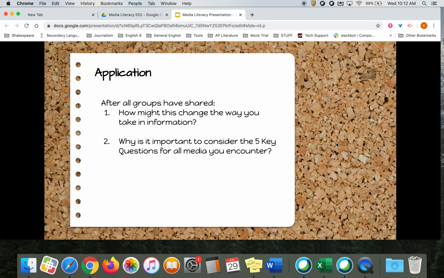After the groups have all shared or done the jigsaw, I would like students to do a reflection on how this might change the way that they take in information and why they think it now is important to consider the 5 key questions for the media that they encounter.